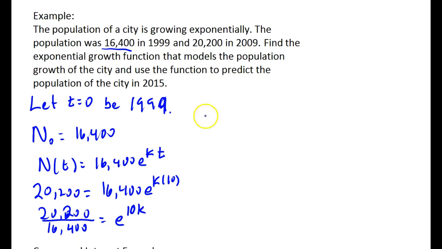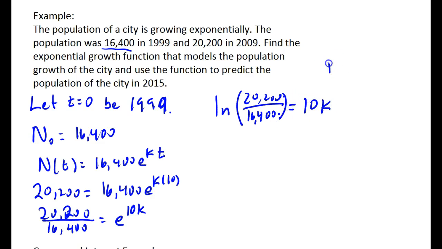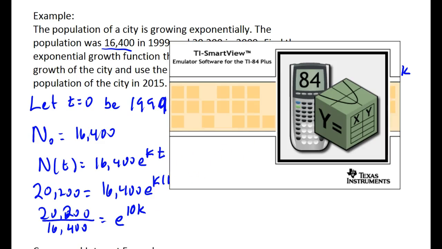Since we're working with e, let's take the natural log of both sides, okay? So I'm going to do the natural log of 20,200 divided by 16,400 equals 10k, because the natural log of e to the 10k is 10k. All right, so we work that out, and I get that k, well, let's go ahead and work it out, okay?